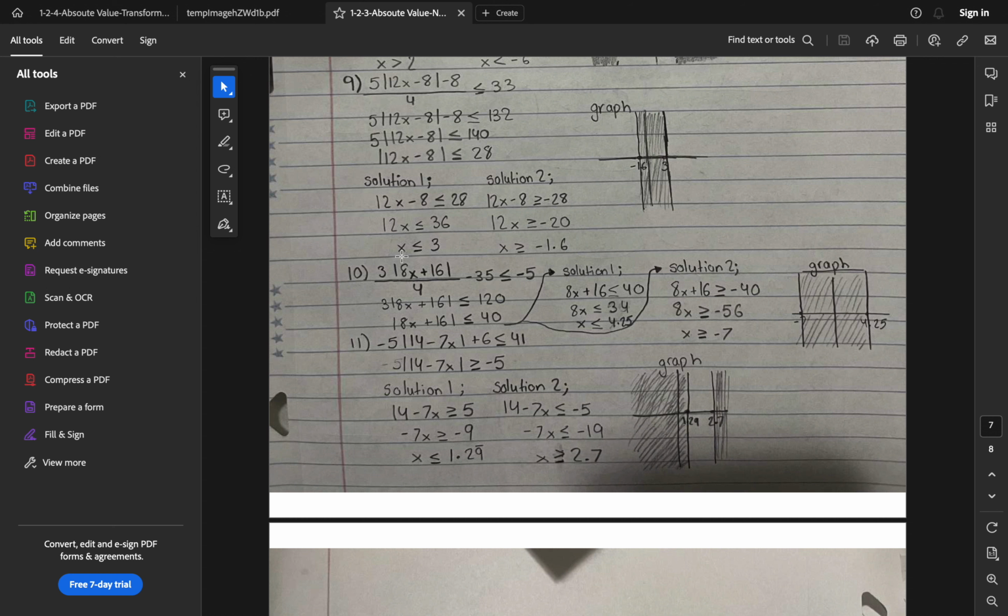So here are the steps. X has to be less than or equal to 3. And for the other possibility, x has to be greater than negative 1.6, as shown on the graph here. X can only be between these two values.